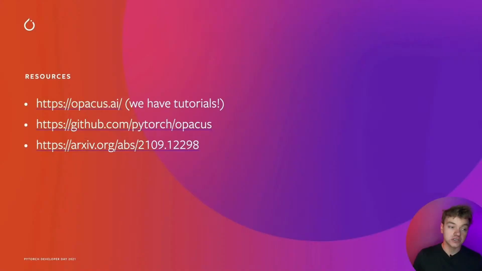Before we wrap up, I'd like to share some resources you can use to learn more about Opacus. First, we have a website called opacus.ai with a great set of tutorials on Opacus and DP-SGD. Opacus is open source, so feel free to head to our GitHub, open an issue, or send a pull request. We welcome and really appreciate external contributions.